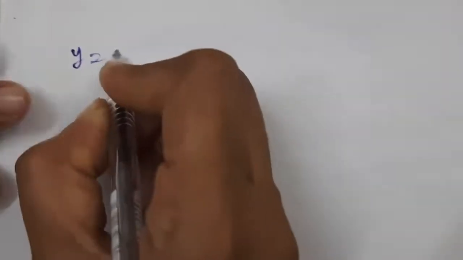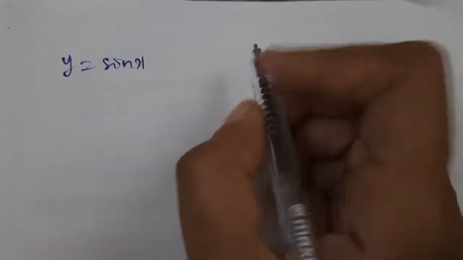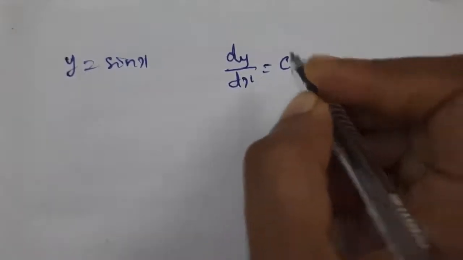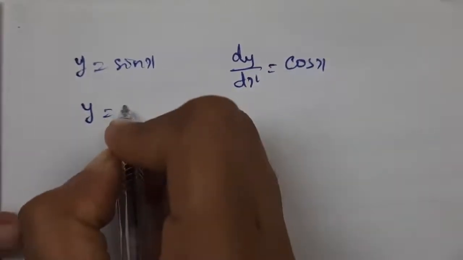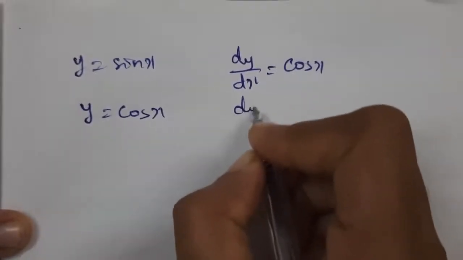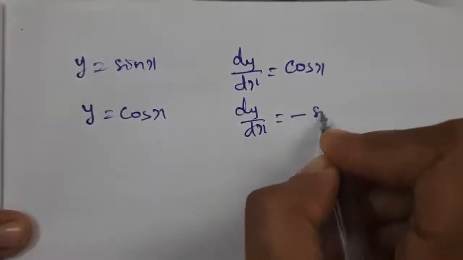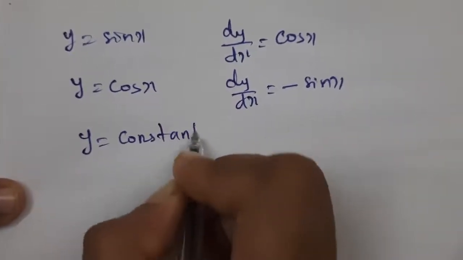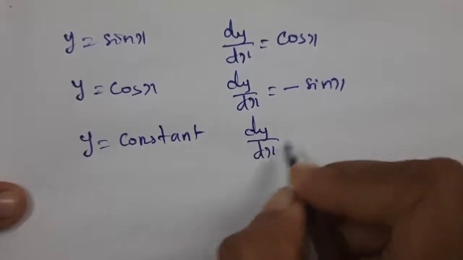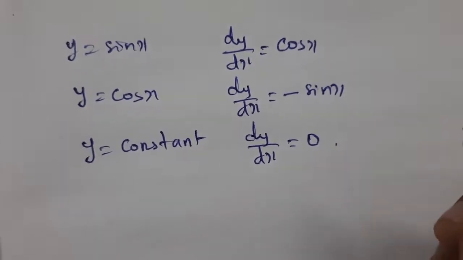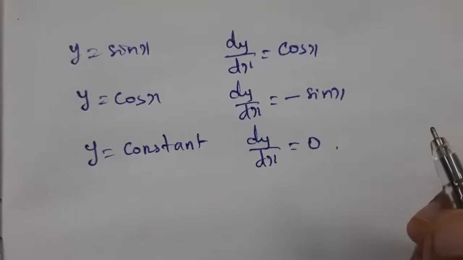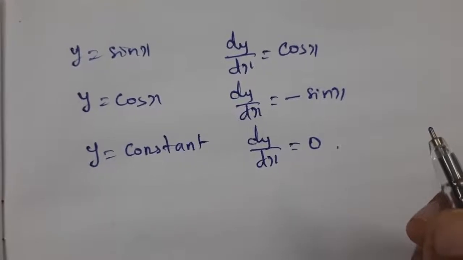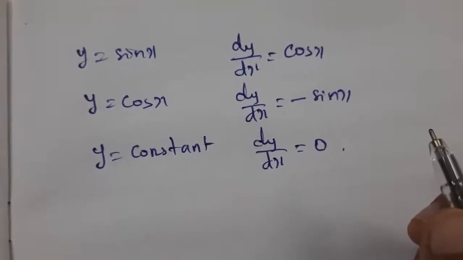Also you should know y equal to sin x means dy by dx is equal to cos x. Y equal to cos x means dy by dx is equal to minus sin x. And y equal to constant means dy by dx is equal to 0. So these formulas you have to learn. So this is given in the page number 63 in your physics book.